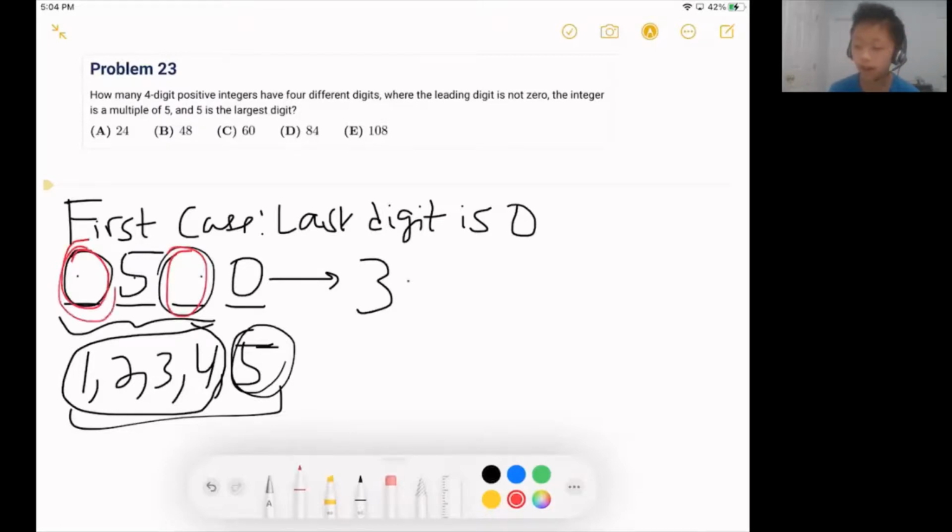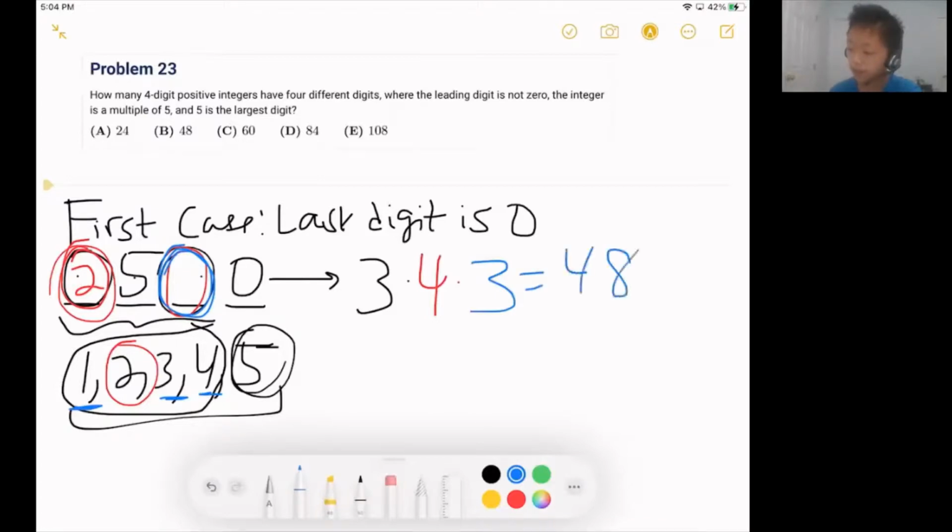So the first slot, there's 4 ways to choose from. Let's say you chose the number 2. Then for this remaining slot, you have 3 numbers to choose from. So you do times 3. So in this case, you do 3 times 4 times 3, you get 48.